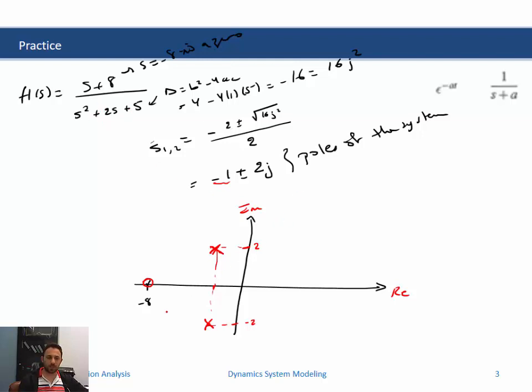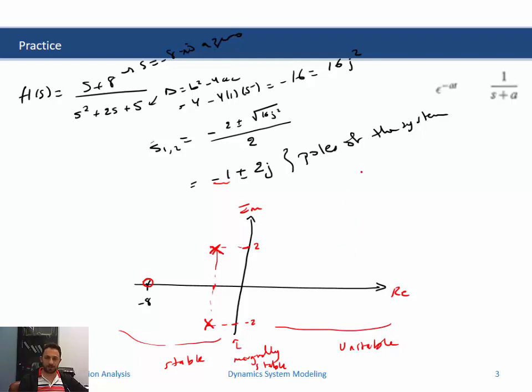Now, if we want to analyze them, I'd like to say something very important: poles on the negative side of this complex plane indicate that the system is stable. If they are on the imaginary axis, the system is said to be marginally stable. And if they are on the right side of the complex plane, then the system is unstable. Clear?